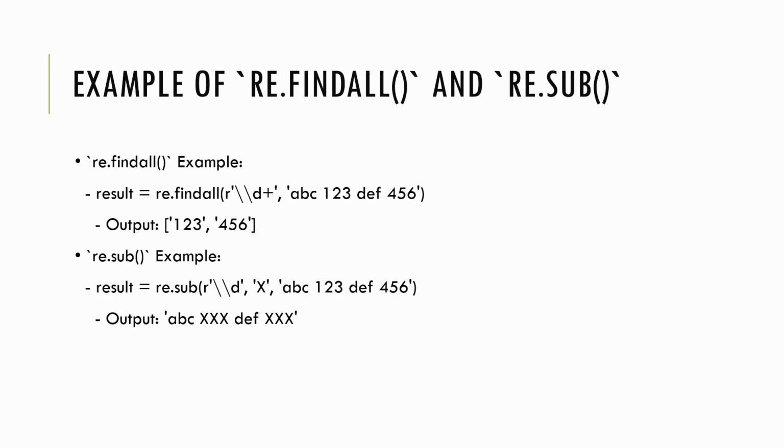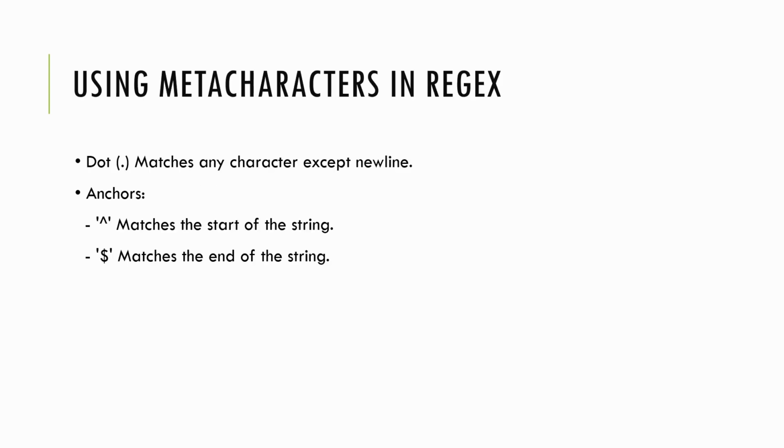Next, let's look at re.findall and re.sub. re.findall returns all occurrences of the pattern, while re.sub replaces the matched pattern with a specified string. Metacharacters like the dot are used to match any character except a newline, while anchors like ^ and $ match the beginning and end of a string respectively.